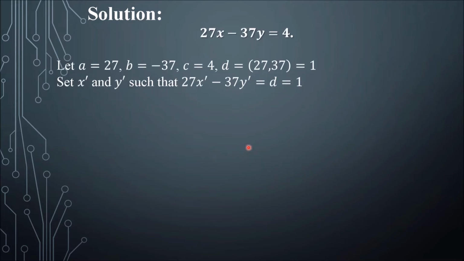Now let's have the solution. So 27x minus 37y equals 4. First, we let a be equal to 27, b be equal to negative 37, c be equal to 4, and d be the greatest common divisor of 27 and 37, which is 1. Next, we set x prime and y prime such that 27x prime minus 37y prime is equal to the greatest common divisor, which is equal to 1.